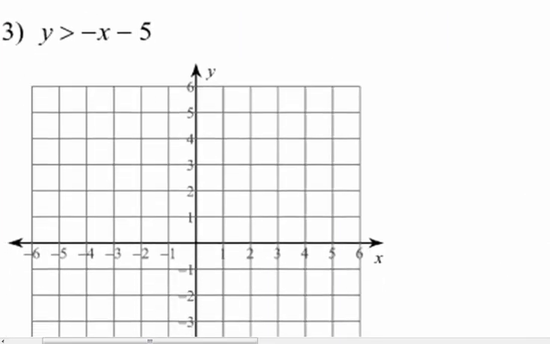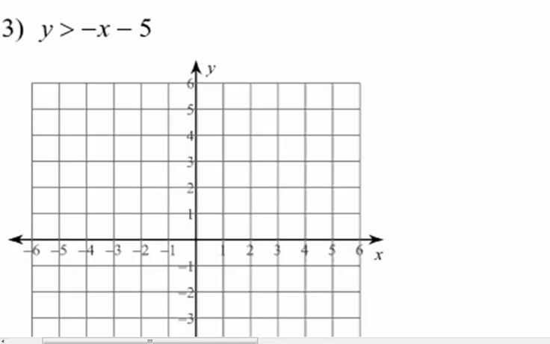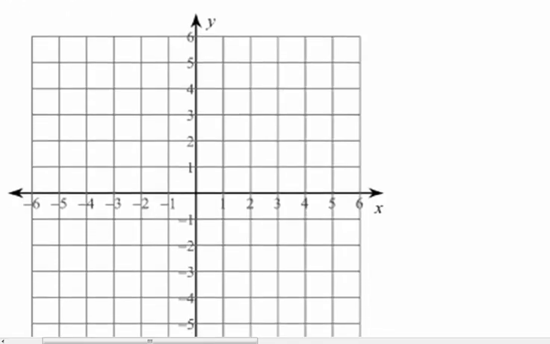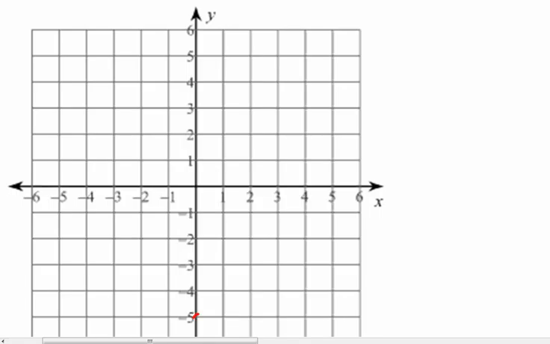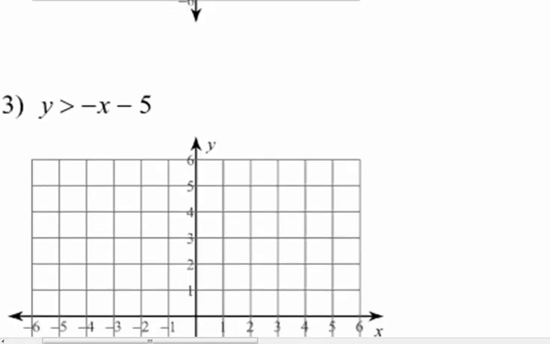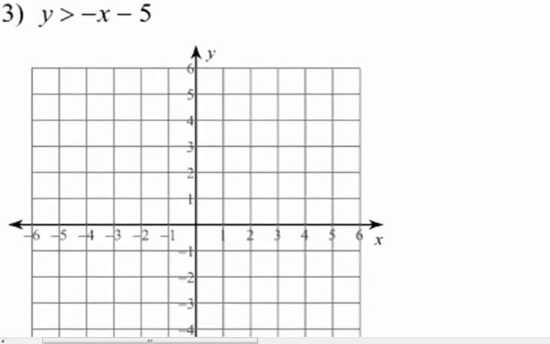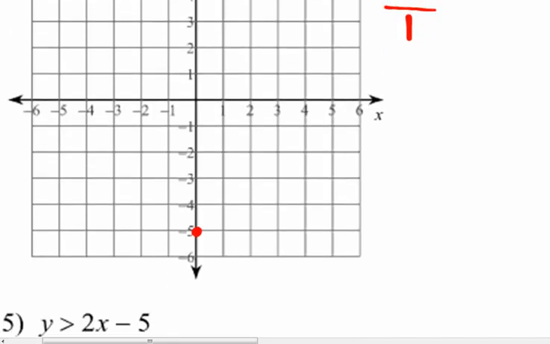For number 3, we have y is greater than or equal to negative x minus 5. So first of all, we know that our y-intercept is negative 5. Second of all, our slope is negative. Why is there no number there? Well, there's actually a 1 hiding out there. Our slope for this one is going to be negative 1 over 1. So from our point, we go down 1, run 1.